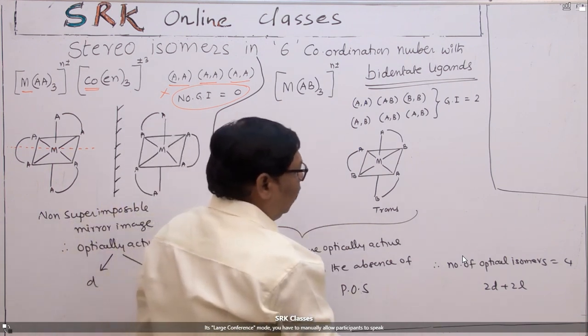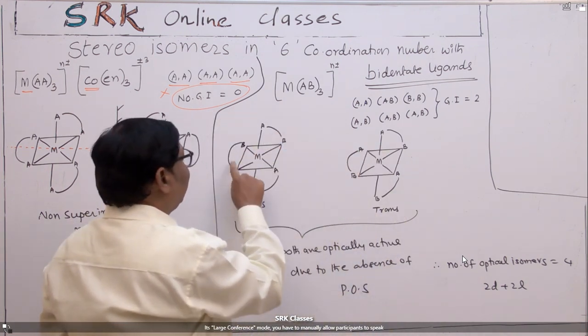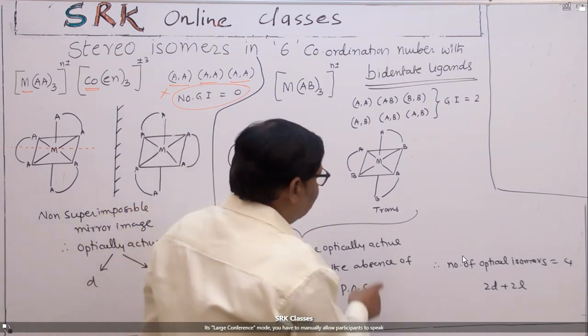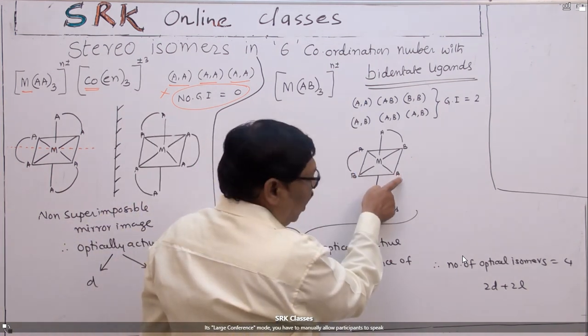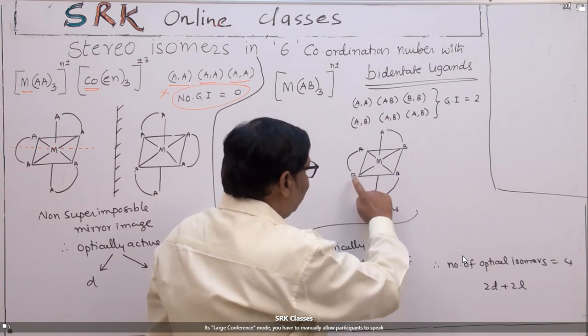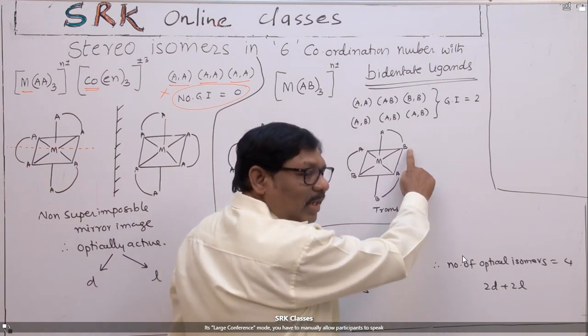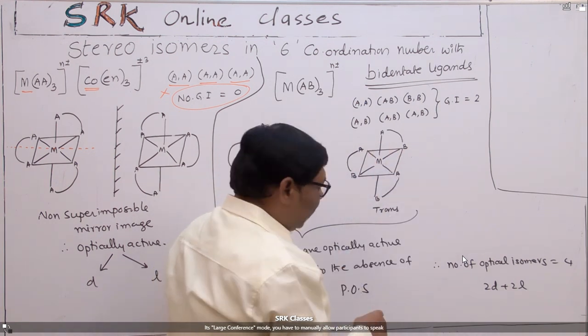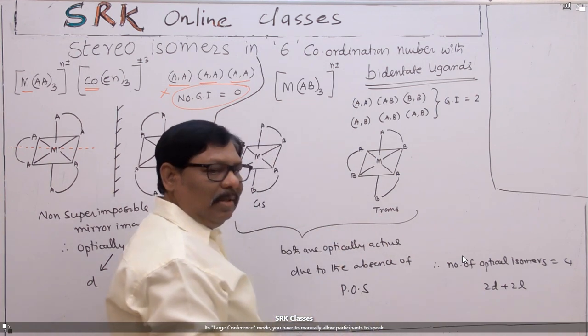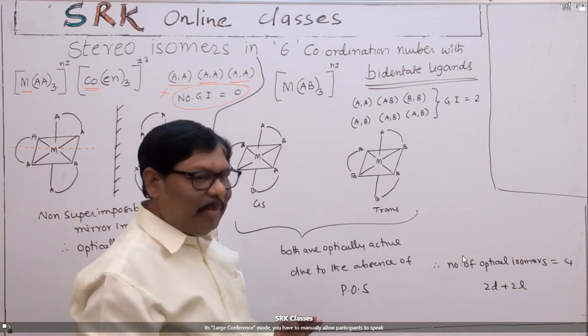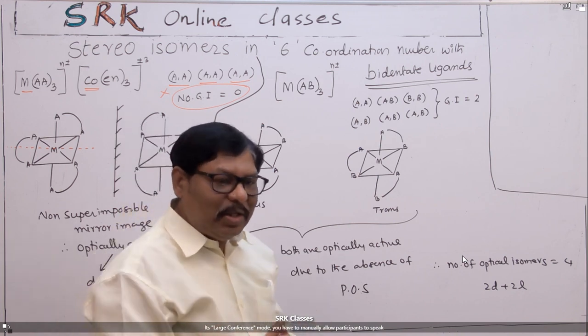Second compound I have taken. Keeping these two constant, I have changed these two. Then it becomes trans. Look at here. A and A opposite, 180. B and B opposite, 180. So out of three pairs, two are opposite. Therefore, it is said to be the trans. These two are the geometrical isomers. The question is, how many optical isomers are possible?